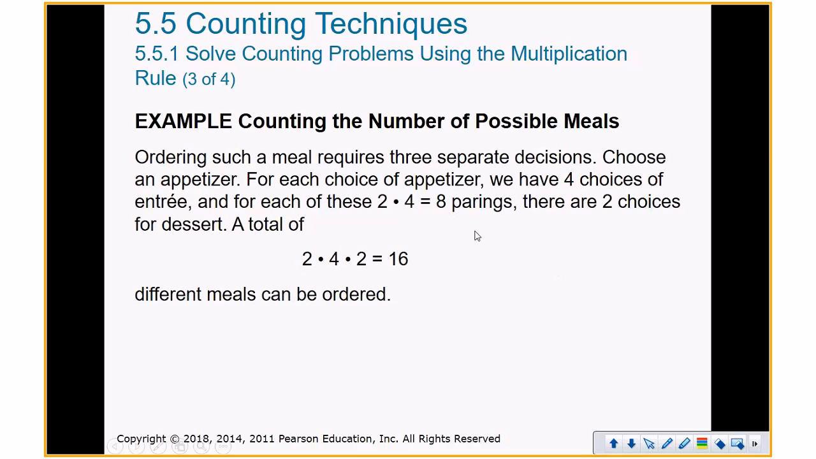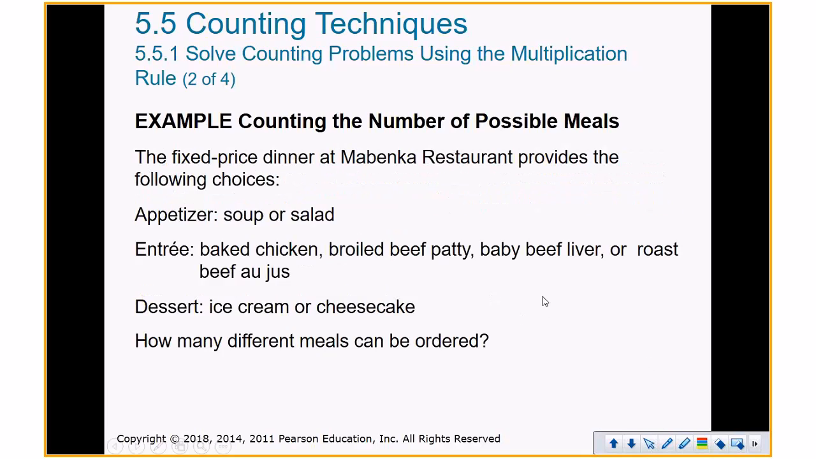All right, ordering such a meal requires 3 separate decisions. Let's go ahead and look at the question. I'm not going to ask you this question, but you need to look at it. All right, write it down. A fixed dinner at a restaurant provides the following choices. Appetizer: soup or salad.